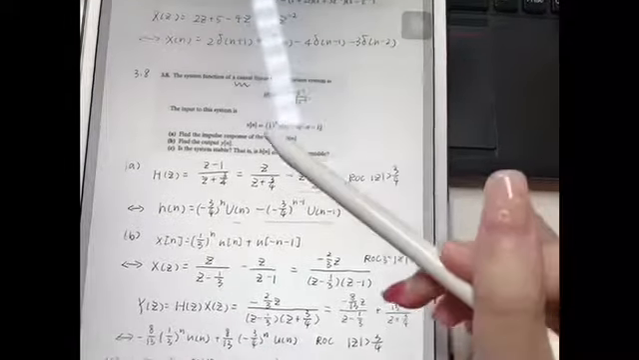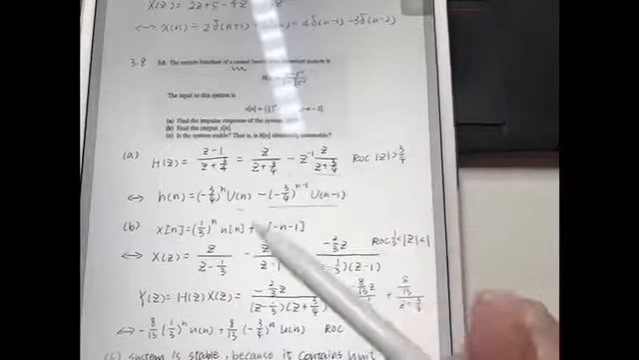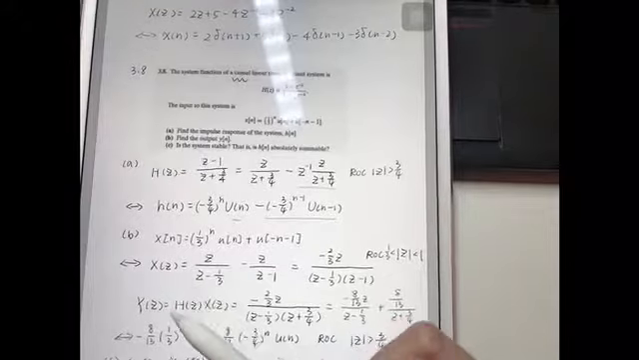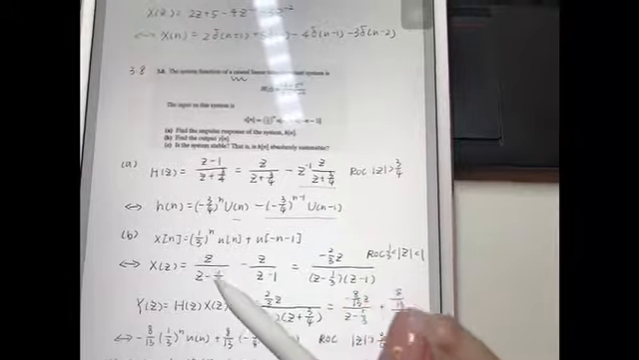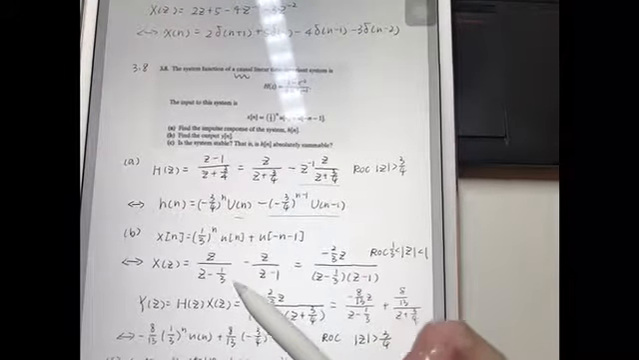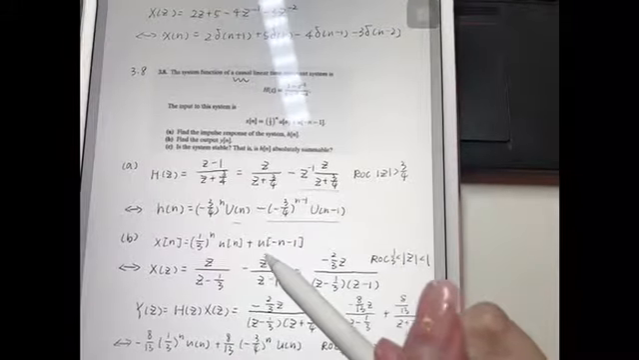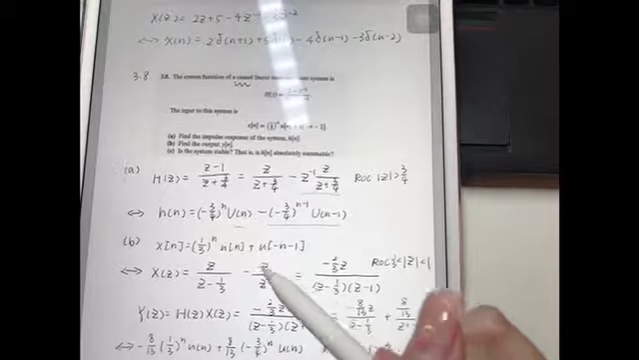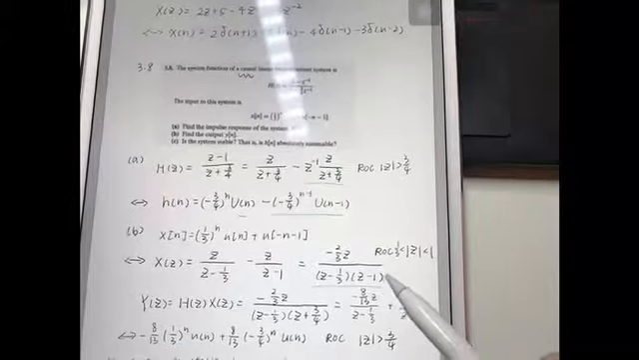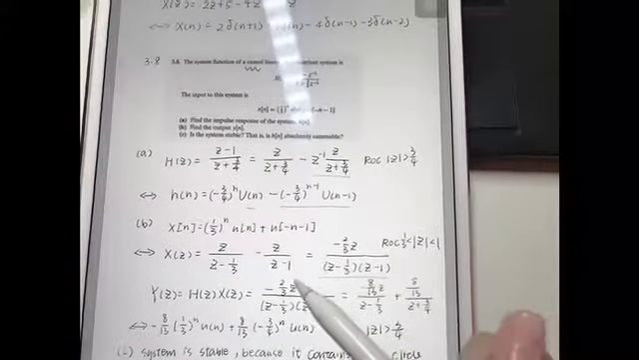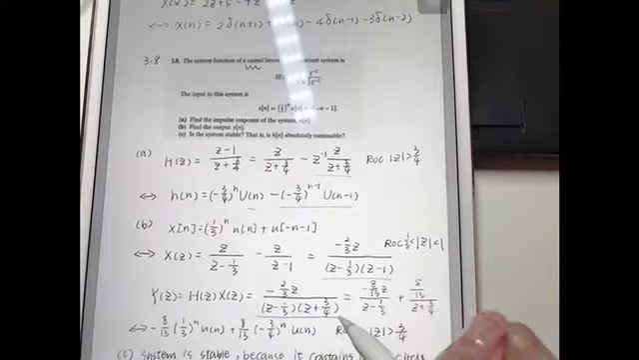But we only know x[n], so we first do the z transform of x[n]. That will be this expression. The first part will be z divided by z minus 1/3, and the second part will be minus z divided by z minus 1. So finally this is the expression of X(z). We multiply X(z) with H(z). That will equal this expression.